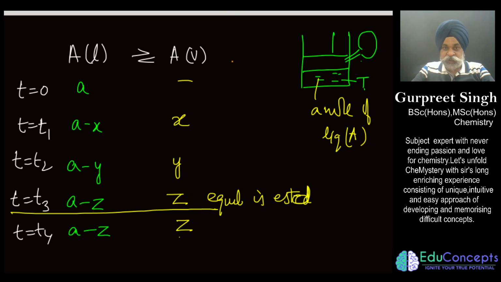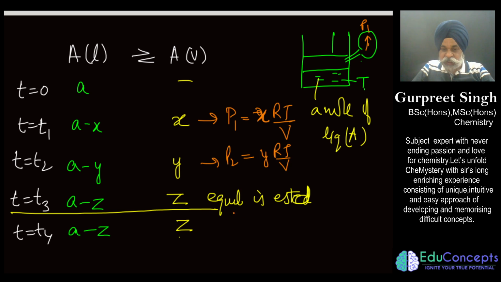Now what does it mean? At this point of time, the pressure P1 is XRT by V. I am assuming vapors behave ideally, just like an ideal gas. So P1, what the pressure gauge shows, is XRT by V, at P2 this is YRT by V, and at P3, which is the equilibrium pressure now, this would be ZRT by V.